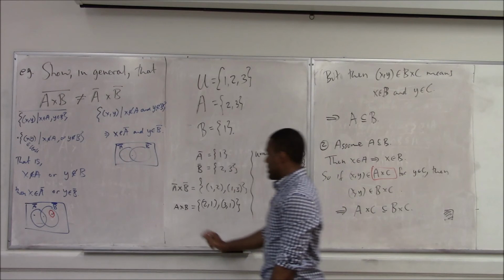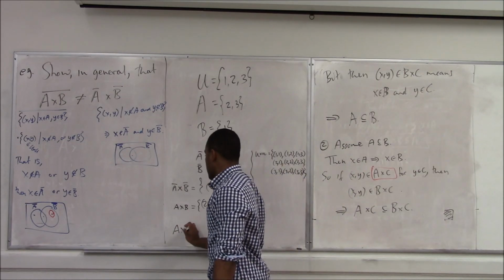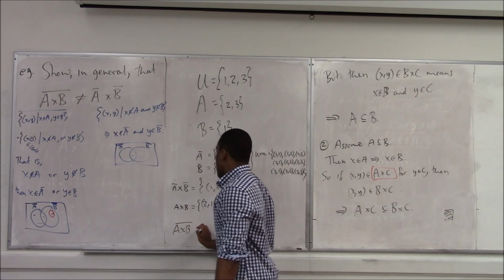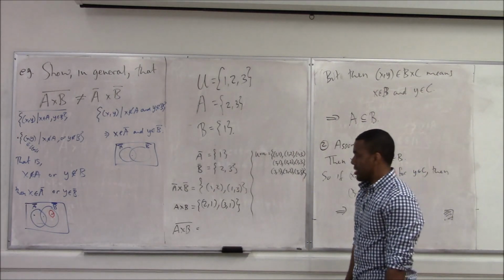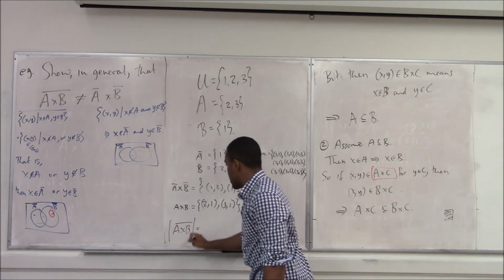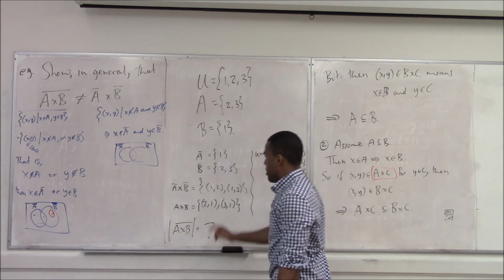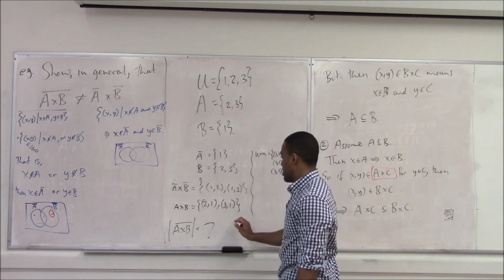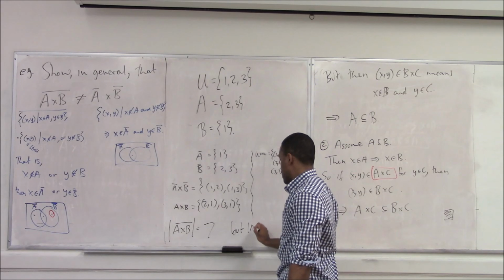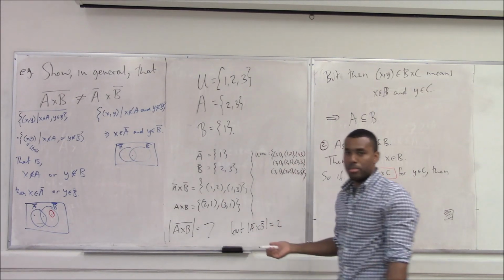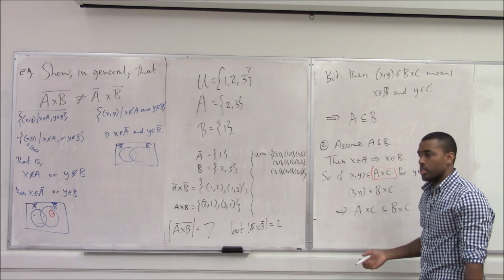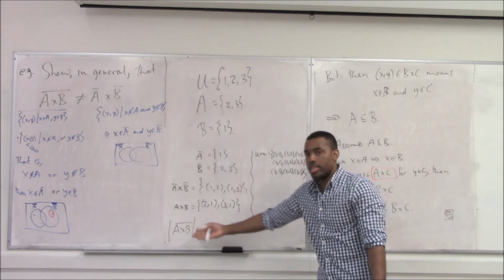So what can I say the complement of this is? Or how many things would actually be in there? 7? How many things would be in here? 2. They're definitely not the same. I have a different number of elements in each, right? And you could actually just write out what that is.